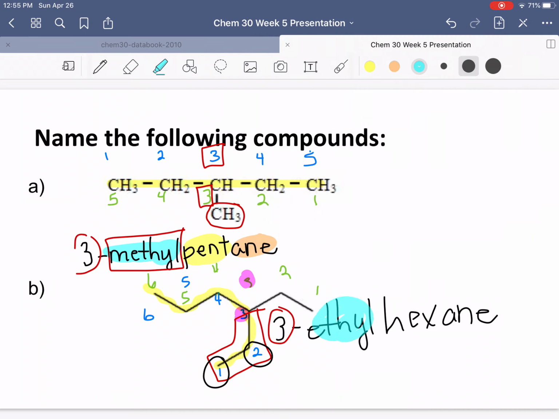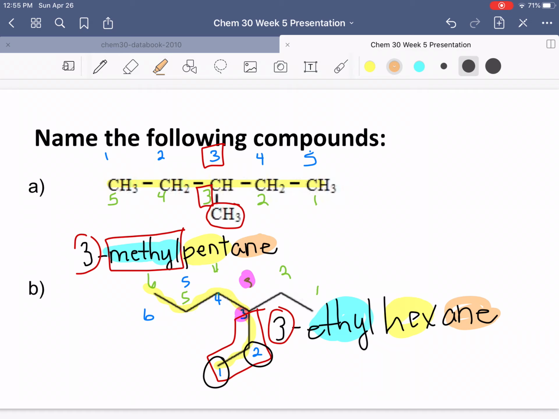So there's your prefix. Hex is telling you the parent chain has 6 carbons, and ane is telling that it is in the organic family of alkanes. 3-ethyl hexane. Lots of new stuff, guys. Alrighty, what if we go the other way?